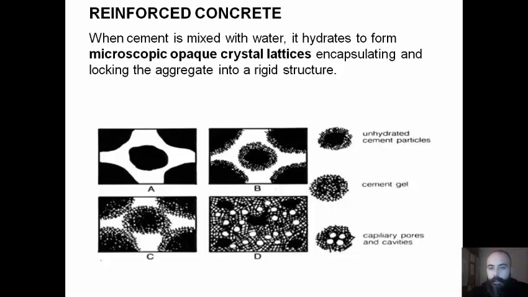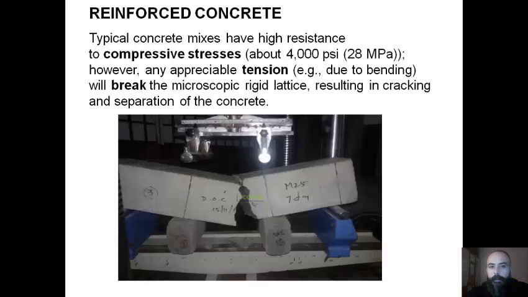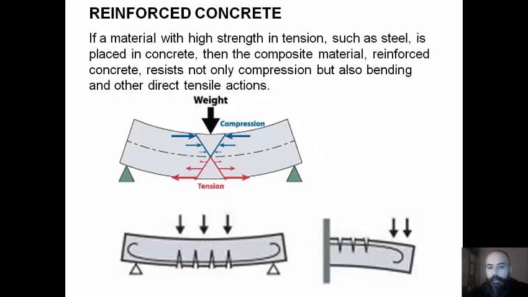When cement is mixed with water, it hydrates to form microscopic opaque crystal lattices, encapsulating and locking the aggregate into a rigid structure. Typical concrete mixes have high resistance to compressive stresses. However, any appreciable tension will break the microscopic rigid lattice, resulting in cracking and separation of the concrete.